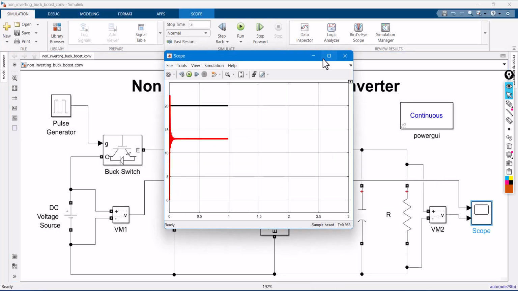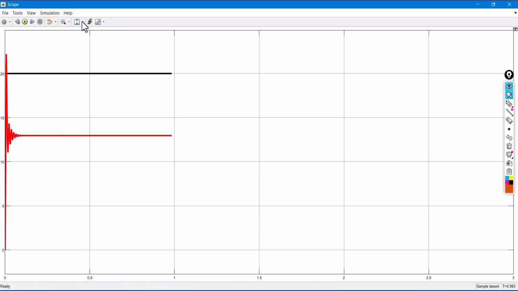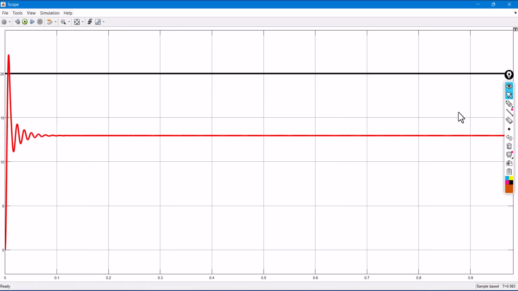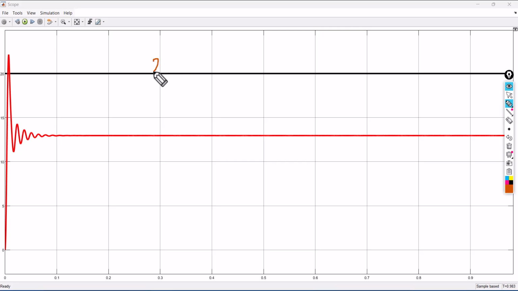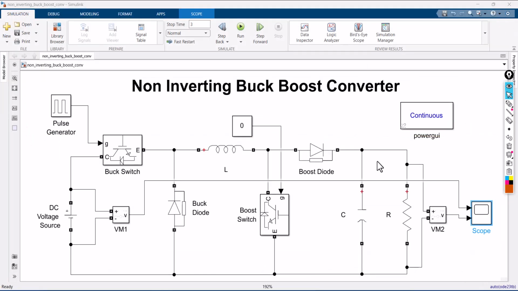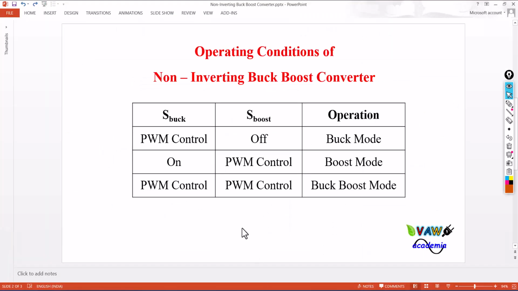See, the input voltage is 20 volts and the output voltage is coming around 13 volts. So now it is working in buck mode. It's clear now. What is the second operation?